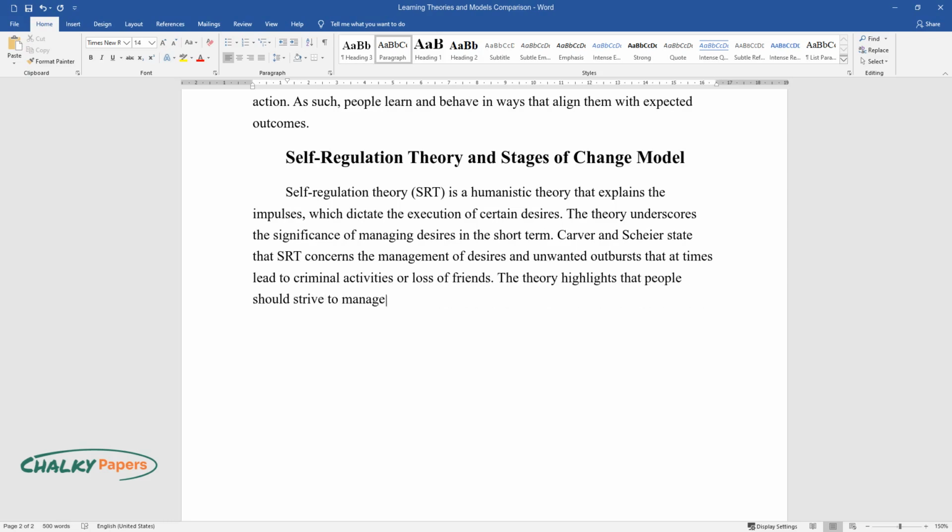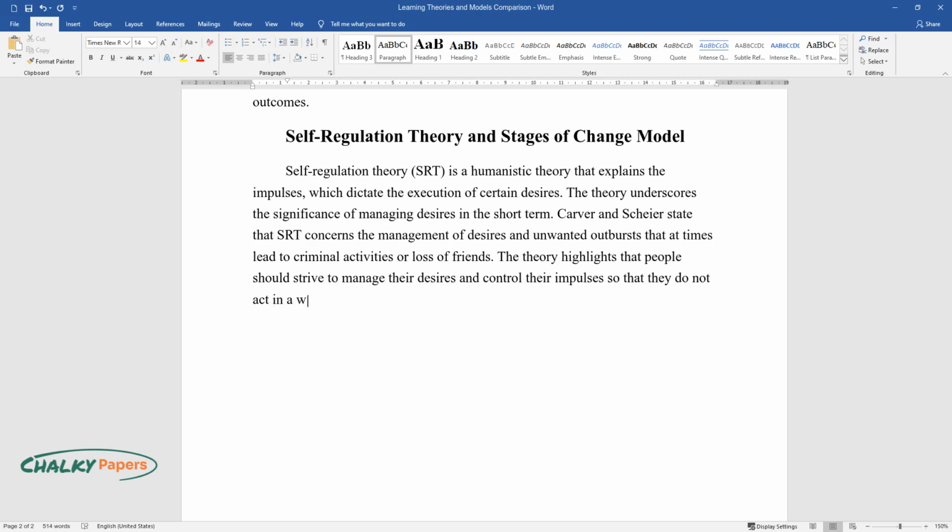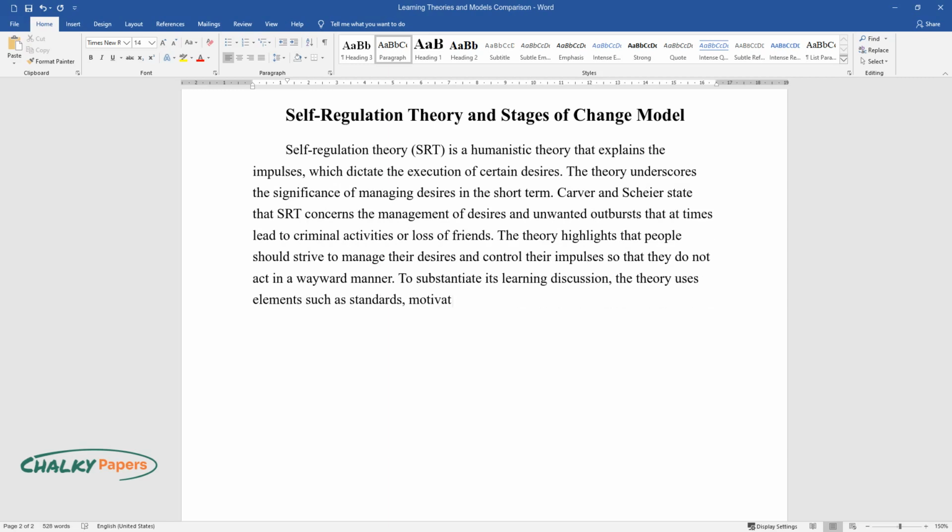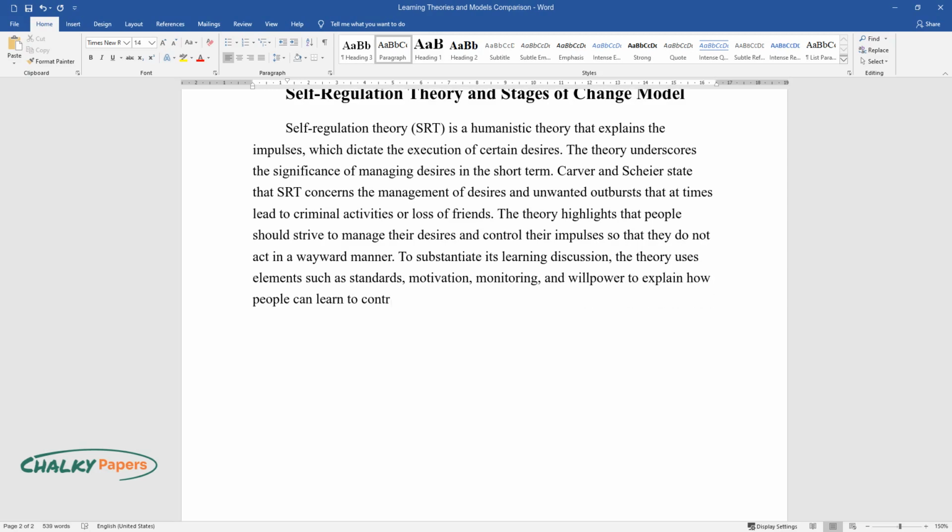The theory highlights that people should strive to manage their desires and control their impulses so that they do not act in a wayward manner. To substantiate its learning discussion, the theory uses elements such as standards, motivation, monitoring, and willpower to explain how people can learn to control their behaviors.